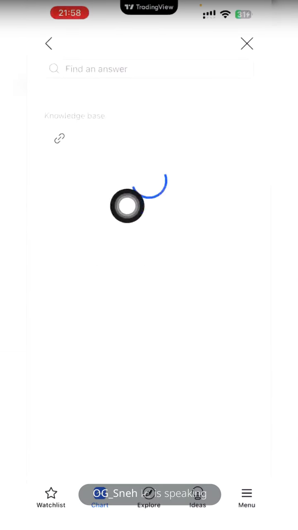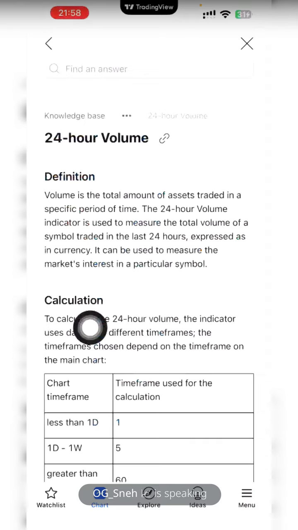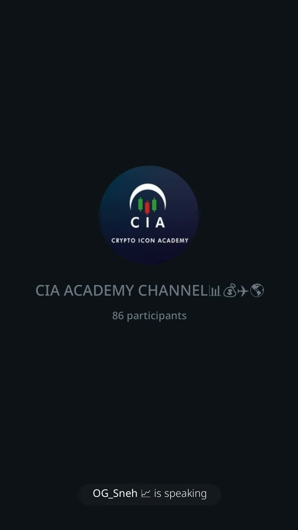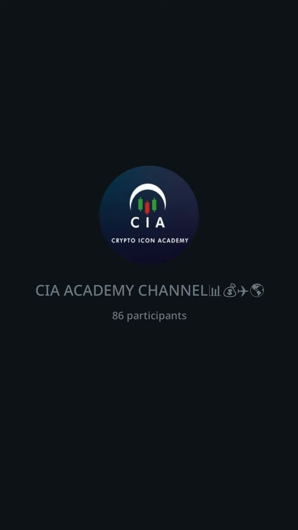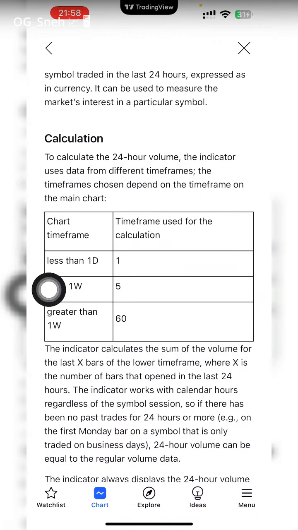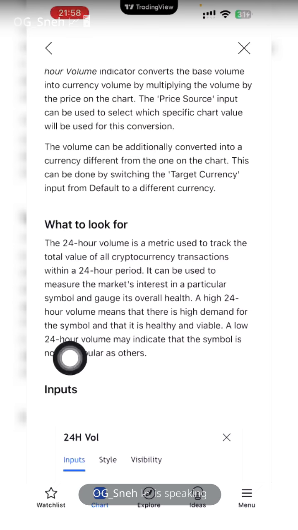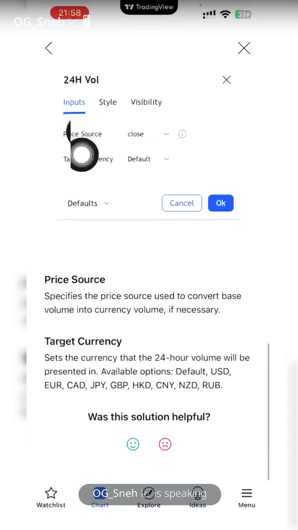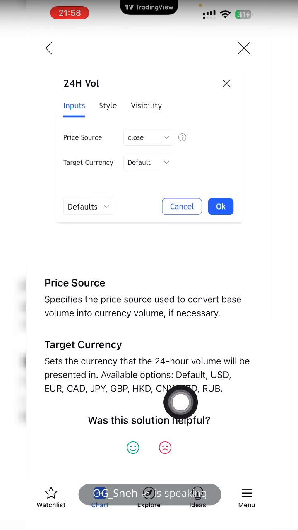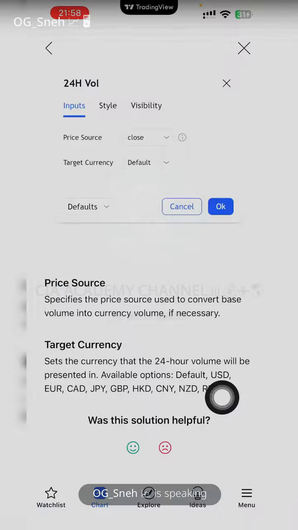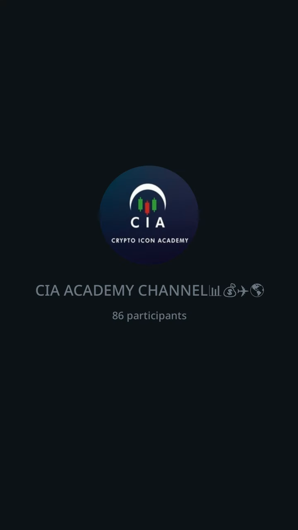You see, it's loading. Can you see the knowledge base on the 24-hour volume indicator? It gives me the definition. What is the calculation? But you are not concerned with the calculation, they've already done the calculation for you. Do you understand? What to look for, this is what you are to look for. If you want to make settings, these are the settings. What is the target currency? Do you understand? So that's just how it is. Am I making sense?